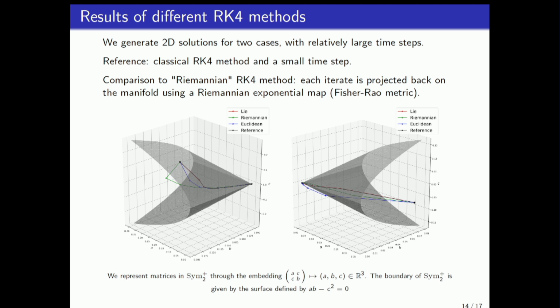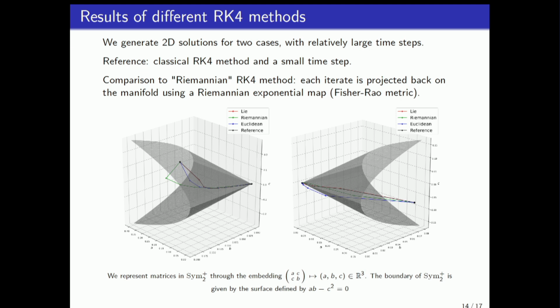So what we did is that we qualitatively compared the trajectories to the Euclidean method, a reference with very, very small time steps so that we're sure that everything goes smoothly. And also a kind of Riemannian version where we use a Euclidean method and project back using the exponential map, in that case for the Fisher-Rao metric. So very naive, but at least we can stay on the manifold using that technique.